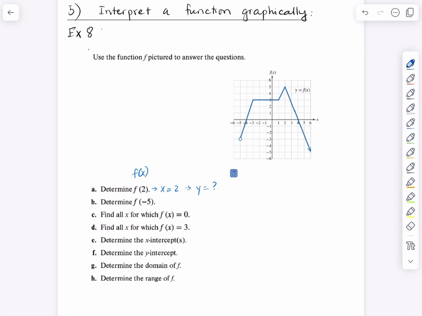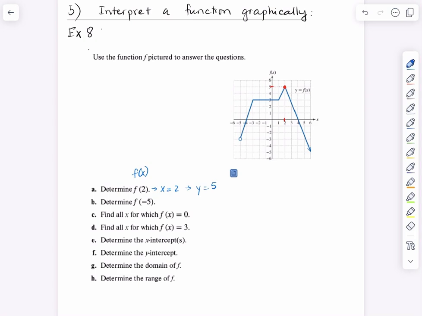So let's look on the graph. X is 2. This is where x is 2. But now we have to find a point on the graph that has x equal to 2. That's going to be this point right here. That's the point where the x coordinate is 2. Now looking at the corresponding y value, that would be 5. So the answer for this is when x is 2, y is 5.